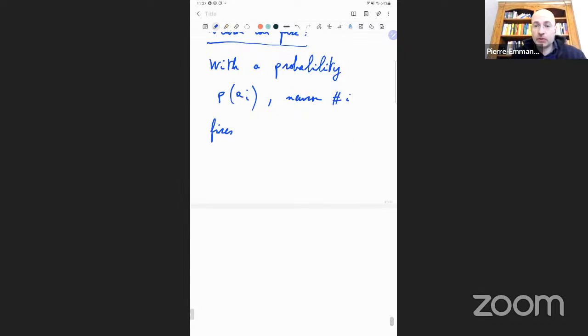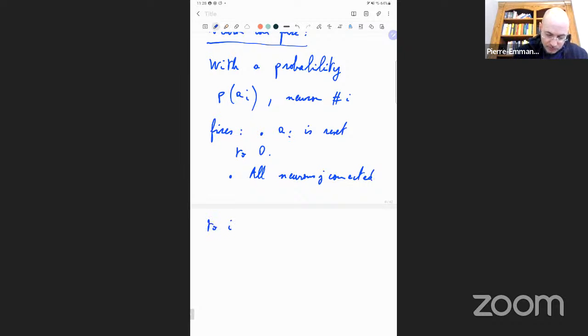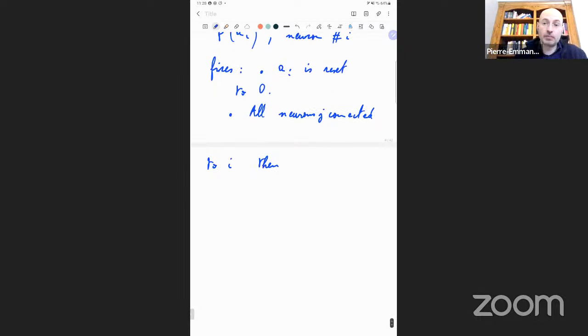And what happens if this takes place? Two things happen. This resets the potential, right? And so let's say that it resets it to 0 for simplicity. And then this activates the neurons that are connected with the neuron I. So if a neuron J is connected to I, then there's a small jump on their potential.